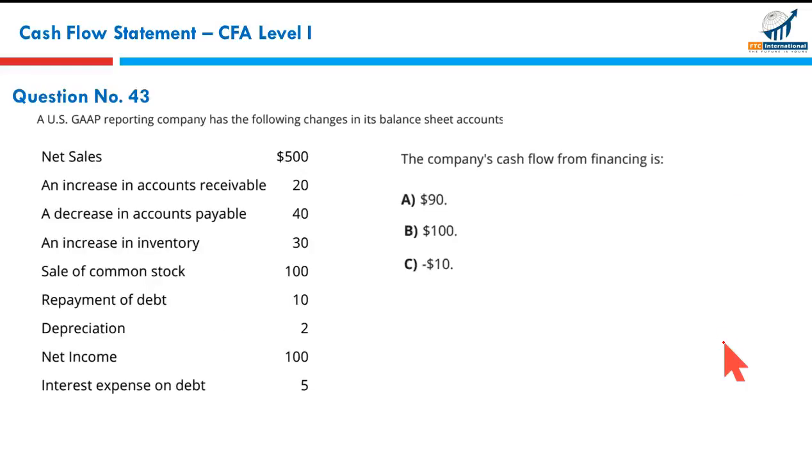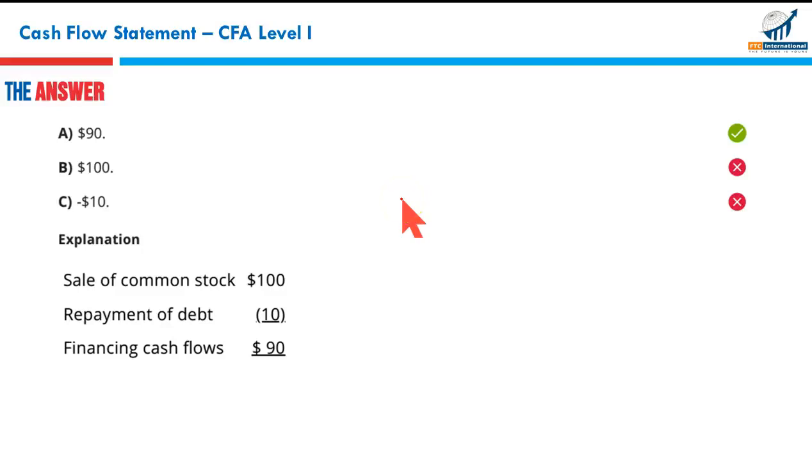Next, the company's cash flow from financing. Financing means any dividend paid, share issued, loan received or loan repaid. Net sales, no. Inventory, no. Sale of common stock, inflow. Repayment of debt, financing outflow. Depreciation, no. Just these two items: plus 100, less 10, gives 90. That makes A the correct option.